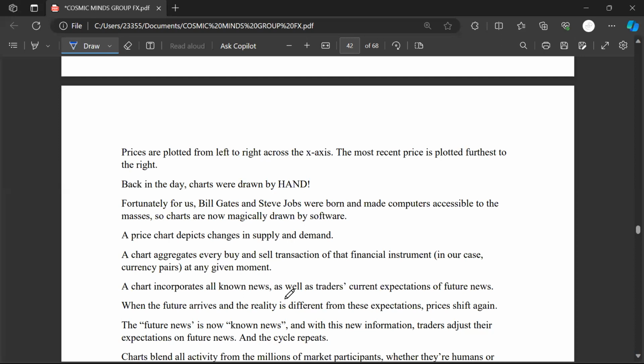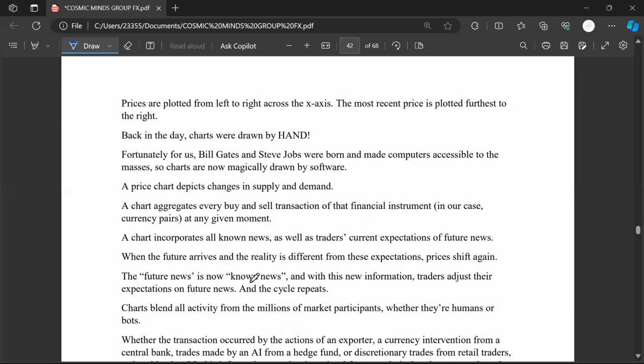At any given moment, a chart incorporates all known news, as well as traders' current expectations for future news. When the future arrives and the reality is different from these expectations, prices shift again. Now, the future news is now known news. Whatever you're anticipating is now known, is now what you have currently, right? And with this new information, traders adjust their expectations on future news.